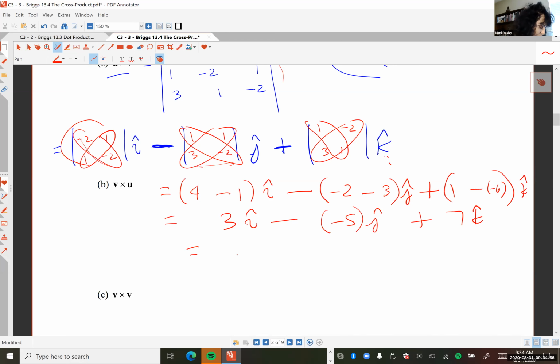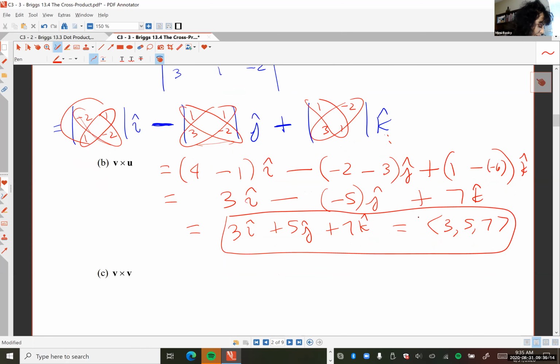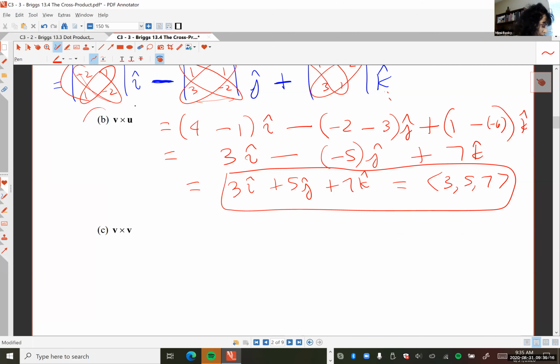And so if you write this using ijk format for the vector, there's your answer. Of course, I prefer component form, but both answers are correct, and we're done with part A. You follow the formula, it's all good. Now, what about letter B?